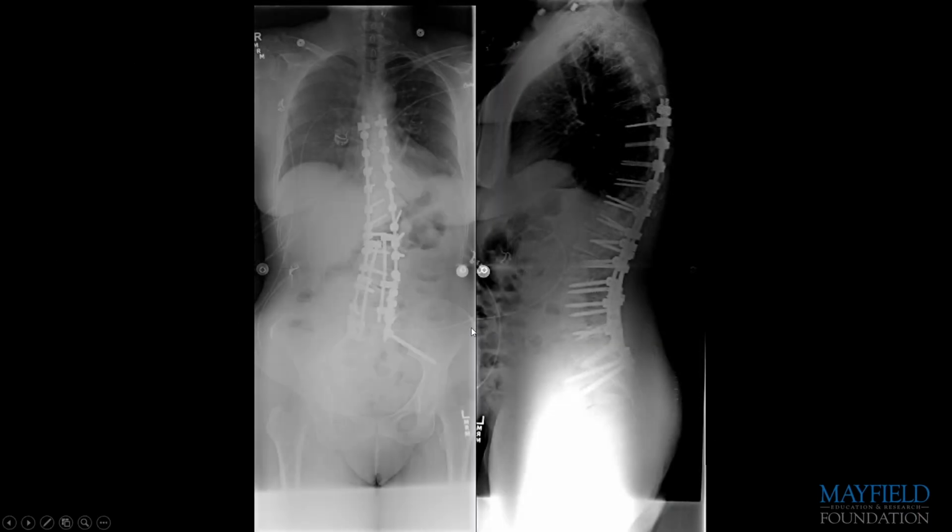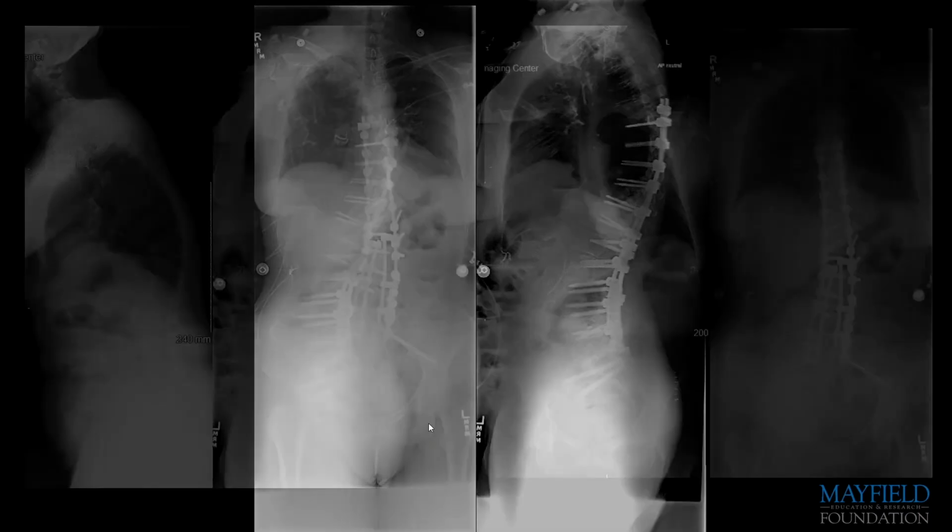So in the end, here's what it looks like. You can see she's shoulders over her hips, over her knees and feet. We kept her balanced in the coronal plane. We got her straightened up nicely. And so you can even see from her silhouette that she no longer looks like she has a deformity, and this looks like a much more comfortable position.